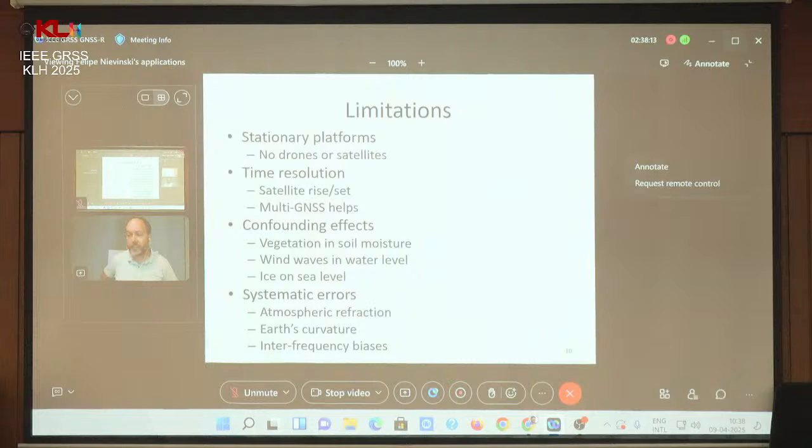And there are a few biases that we sweep under the rug. They need more attention because of atmospheric refraction and curvature. We assume it's a planar surface. And we are also starting to see a frequency bias between L1, L2 and L5, at minimum because of the antenna response. It will eventually need to be calibrated. It complicates the analysis, but eventually someone will figure out how to do it.